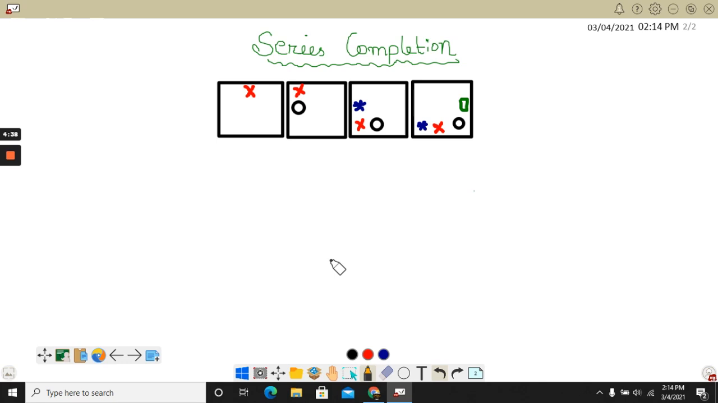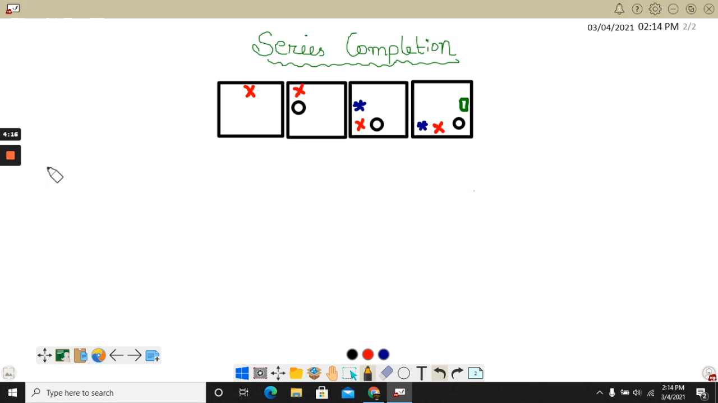So today I am going to talk something about series completion, and I want to just remind you that we are on the process of B.Ed first paper preparation. So this is one of the parts of the first paper only which you will get in exam. So let us see how to solve this type of question.